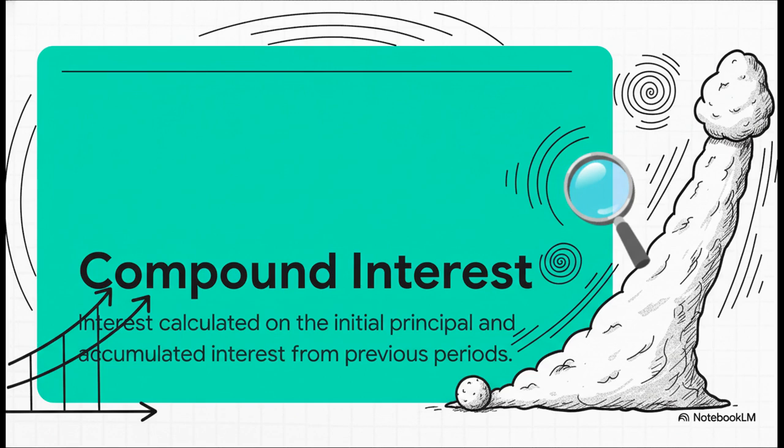You see, simple interest is linear. It's predictable. You earn the same amount period after period. But compounding is exponential. Your money earns interest. Then that interest gets added back into the pot, and the next time around you earn interest on that new, bigger amount. It's a snowball effect that starts small, but given enough time, turns into an absolute avalanche of value. That right there is the magic of compounding.